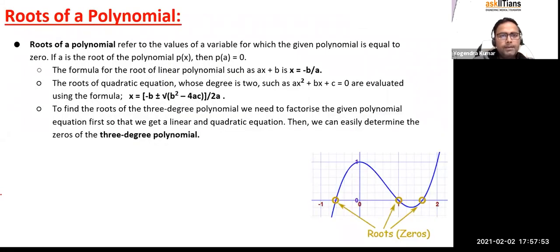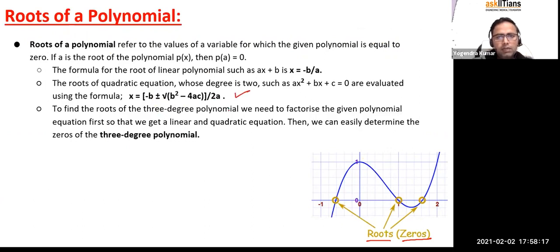Now let's understand what the roots of a polynomial are. Whatever we found just now, these are called roots of the polynomial. What is the geometrical meaning of this? If we graph it, it cuts the x-axis. That is the geometrical meaning of these roots or zeros. Roots are zeros only. Whatever we found just now, those are roots.